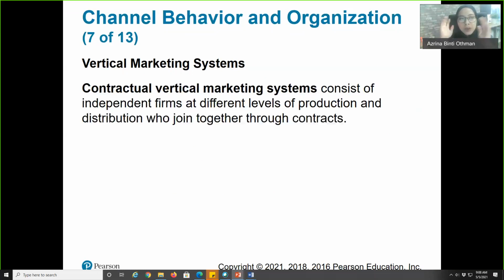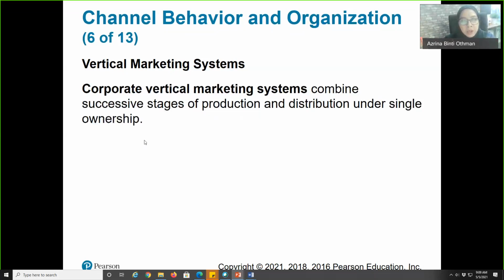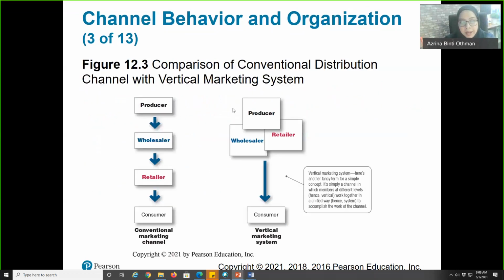Okay? And a contractual vertical marketing system consists of independent firms at different levels of production and distribution who join together through contracts. So, ada contract agreements. Itu sebab kita panggil contractual vertical. So, this is the beauty of VMS. Kat sini, when they are working together, they link because of the contractual agreement. Kalau kat sini, between producer and wholesaler sahaja. Retailer pula antara wholesaler dengan retailer, and then retailer dengan consumer. So, dia tak ada ownership ataupun kita panggil contract the whole system.